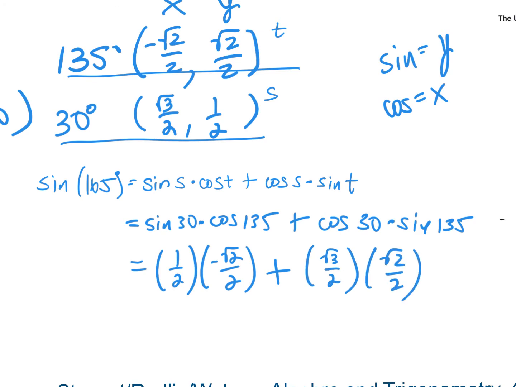All you're doing is naming the angles. One of them is S, one of them is T. One of them is X, one of them is Y. However you want to name them, just give them two different names. You plug in the sine, which is the Y value, in that part of the formula, for that particular angle. You plug in the cosine, which is the X value, for that particular angle.